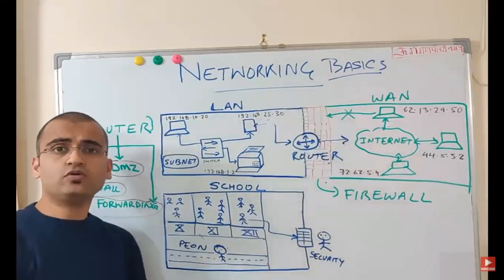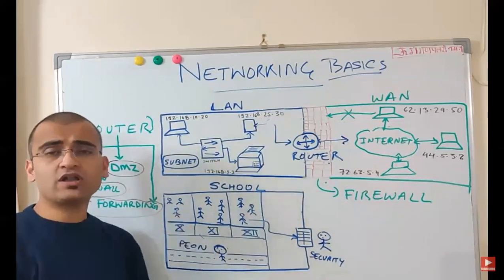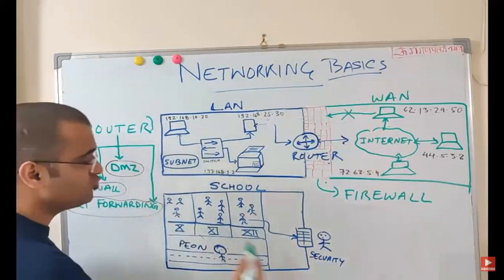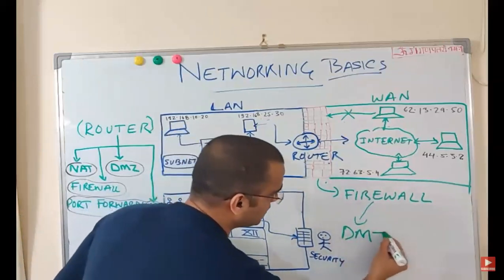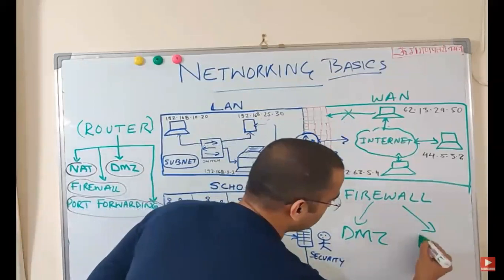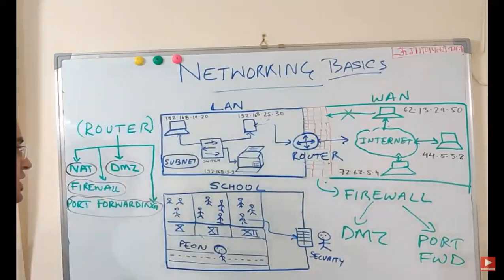That's why if you want to allow any sort of communication through this firewall, what are the options you have? So you have two options. You can either configure a DMZ or a port forwarding. We'll understand these two concepts quickly.